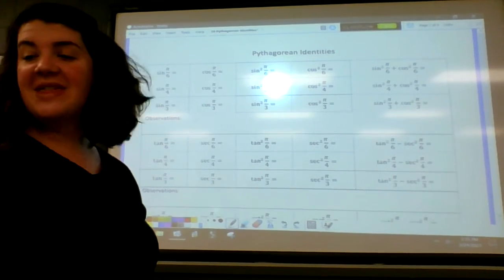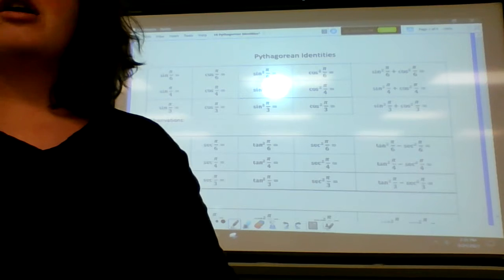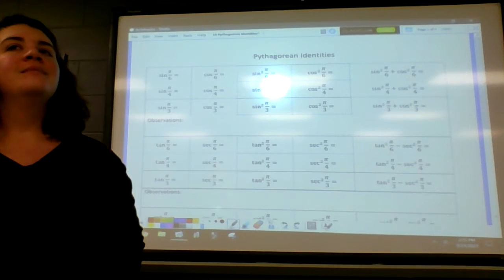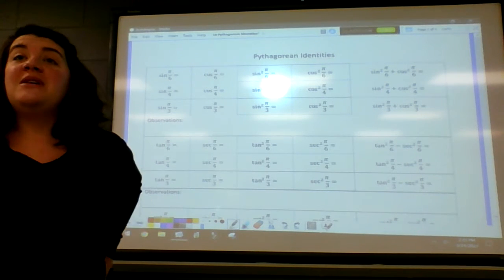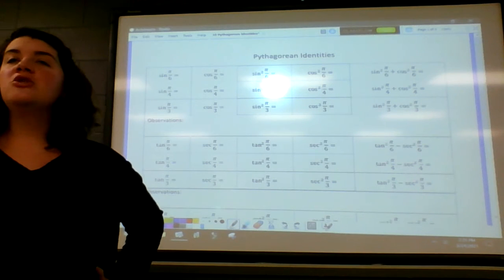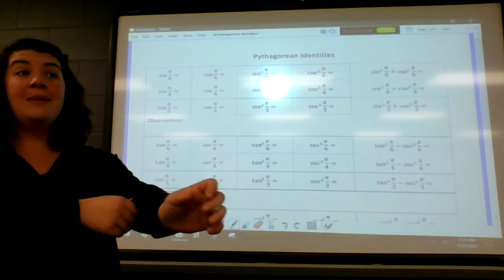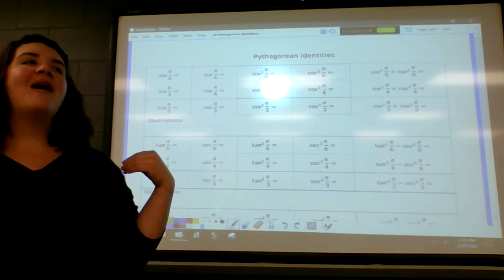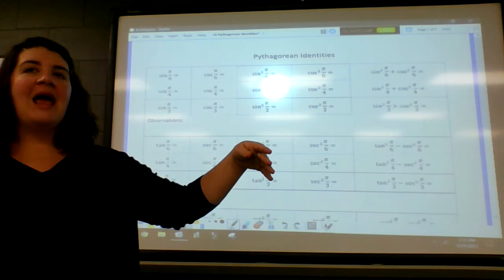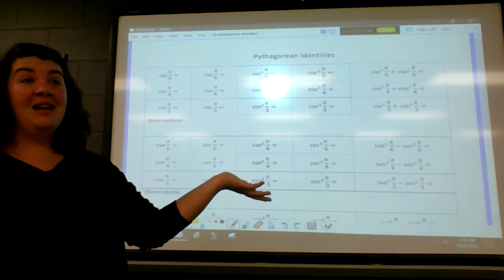All right, so we're talking Pythagorean identities. This should remind you of the Pythagorean theorem. And what's the Pythagorean theorem? A squared plus b squared equals c squared. And so these are all going to be something squared plus something squared is equal to something squared, all right? And so we're just going to be manipulating them. Instead of side and the hypotenuse, we're talking about sides and things in terms of sines and cosines.